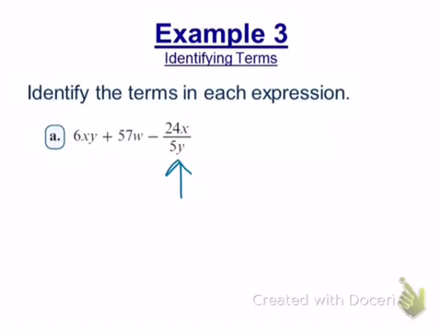What are the coefficients of this expression? All of them. What's the coefficient of the first term? 6. What's the coefficient of the second term? 57. What's the coefficient of the third term? Negative 24 over 5. Negative 24 fifths is the coefficient, right? Okay, so those are just some definitions there.